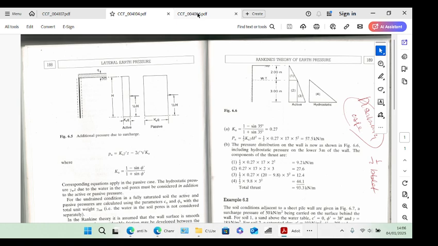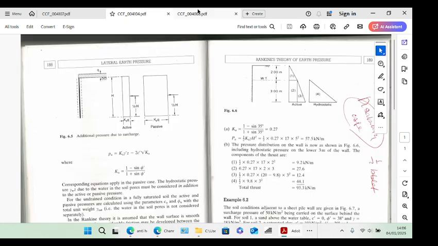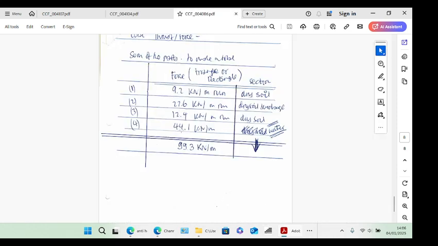Section 3, which is the dry component of the wet sand, is 12.4. Then section 4 is the water hydrostatic force. That's quite big, 44.1, and the whole force is 99.3 kilonewtons per meter run.